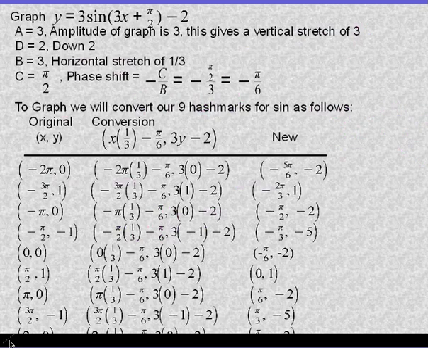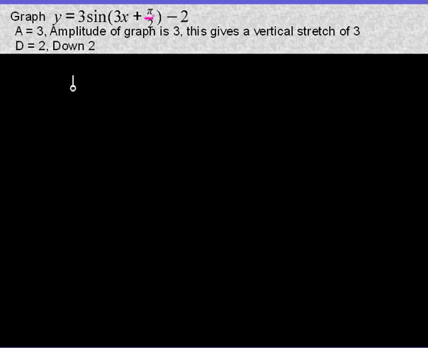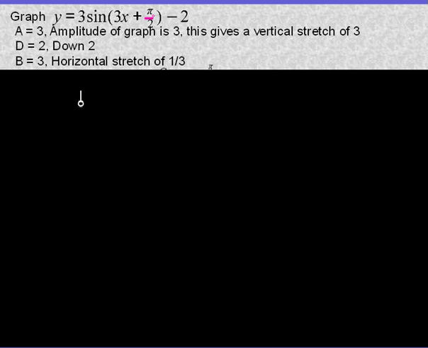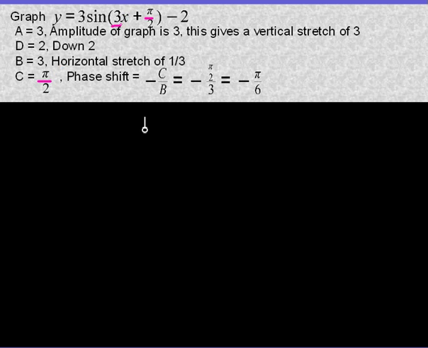All right, let's look at some examples. 3 sine 3x plus pi over 2 minus 2. So we have an amplitude of 3, a vertical shift down 2, a horizontal stretch of 1/3, and then our C is pi over 2. Our phase shift, since this is inside the parentheses, is negative C over B, which is negative pi over 2 divided by 3, or negative pi over 6. So now we have all the factors.